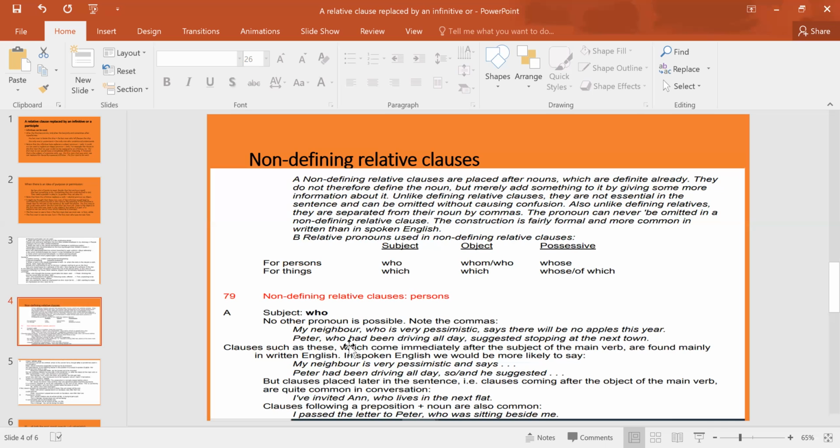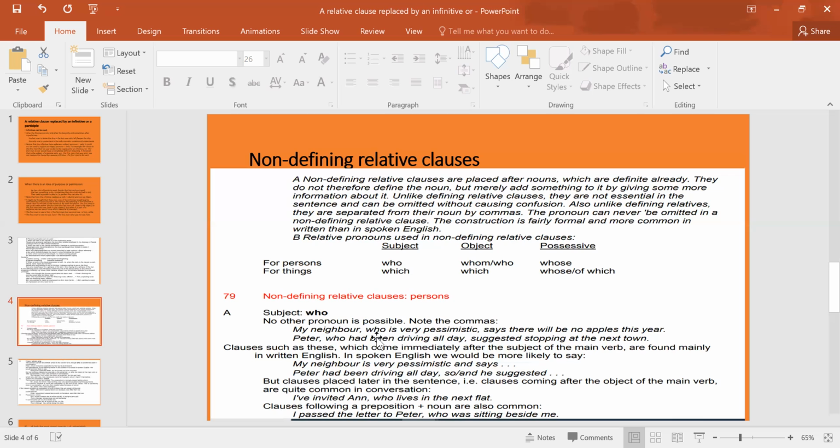Subject who. No other pronoun is possible, not that. Here, my neighbor, this is a noun, who is very pessimistic, this is a non-defining relative clause. Look, we have separated it from its noun by inserting commas after the noun and then after this clause as well. So we can even omit this clause from the sentence without any confusion. So this is a non-defining clause because it is defining a noun which is already very definite. My neighbor. Which neighbor? My neighbor. So this has become definite already.